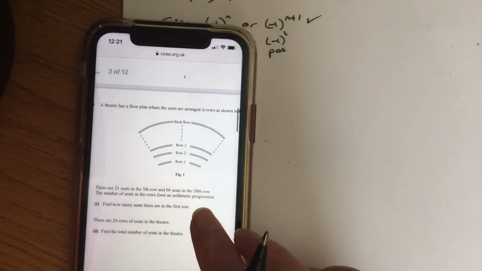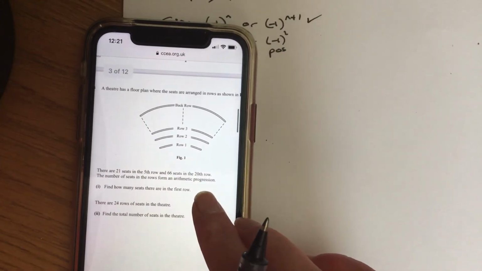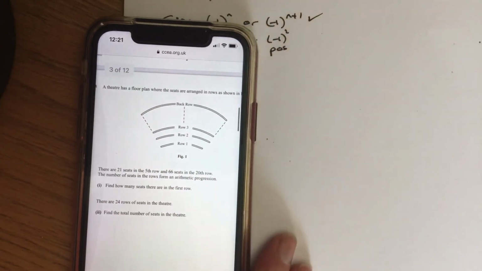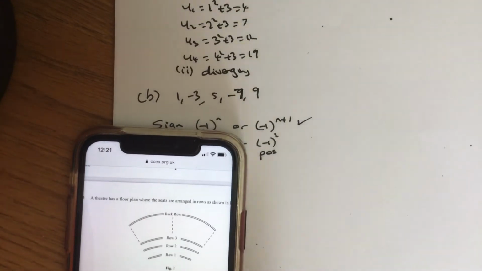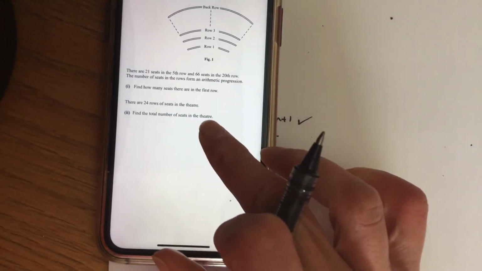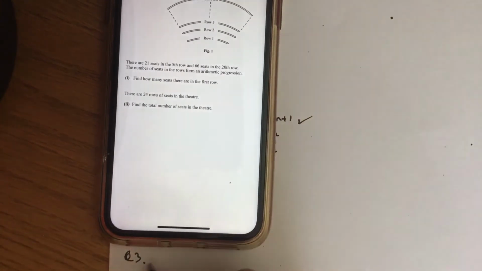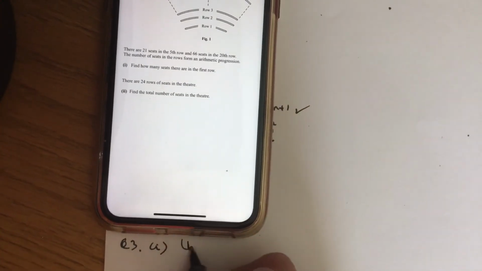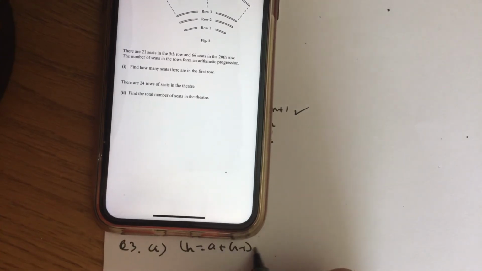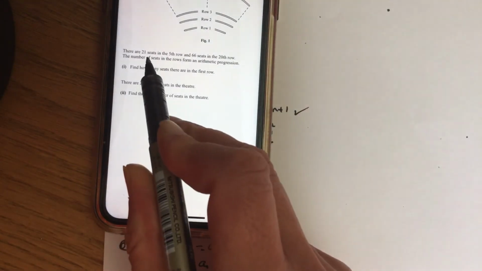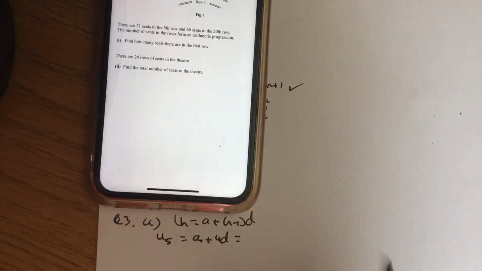And in question 3, you've got a theatre floor plan arranged in rows. There are 21 seats in the 5th row, 66 seats in the 20th row. You're told it's an AP. So first of all, I'm going to get that written down. Un is a plus n minus 1 d. On the 5th row, you have got a plus 5 minus 1, so it's 4d. And you're told that equals 21 from the question up there.